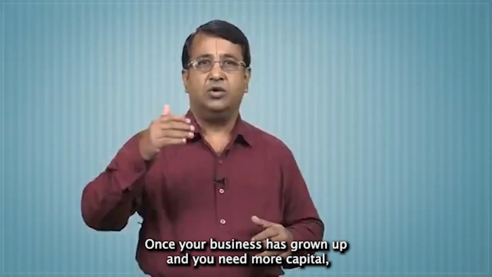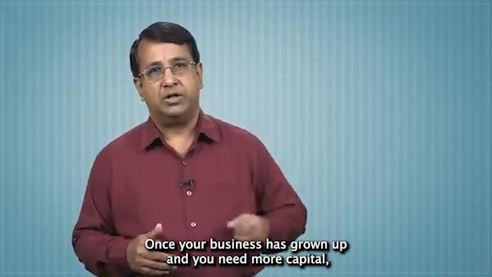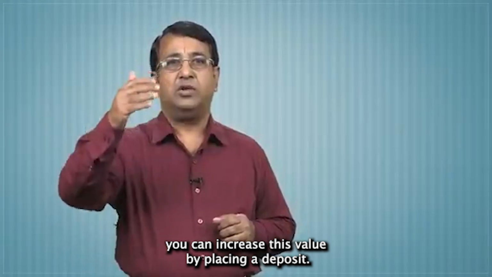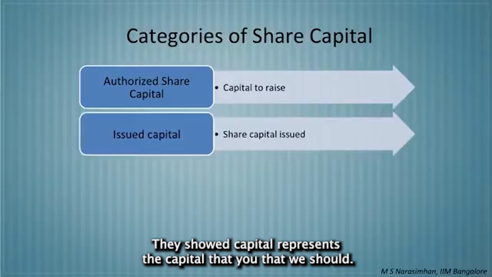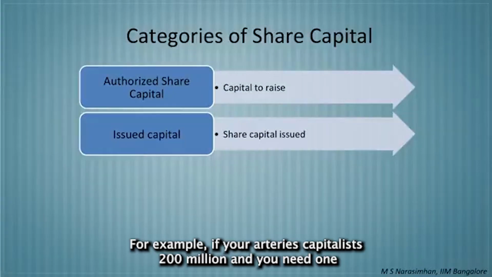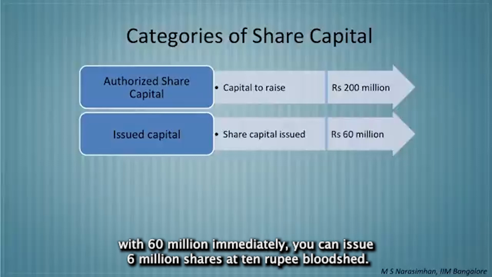Once your business has grown and you need more capital, you can increase this value by placing a request with ROC. You will not normally issue the entire authorized capital. The issued capital represents the share capital that you have issued. For example, if your authorized capital is 200 million and you need only 60 million immediately, you can issue 6 million shares at 10 rupees per share.